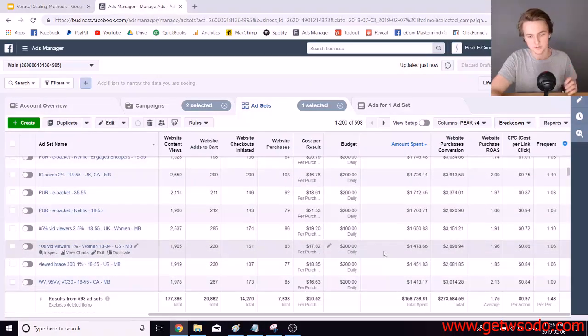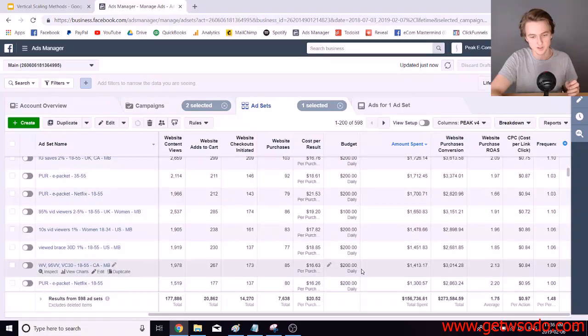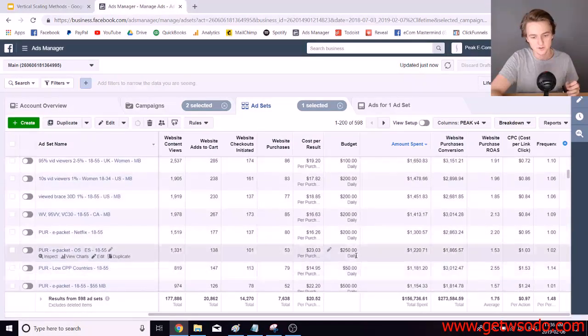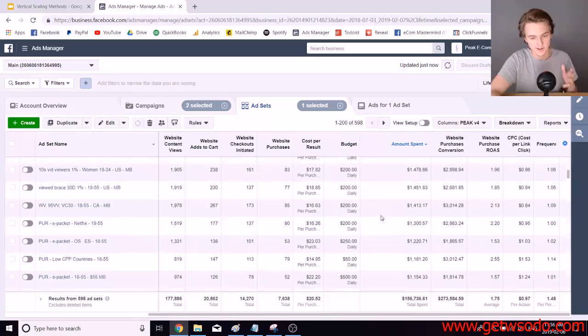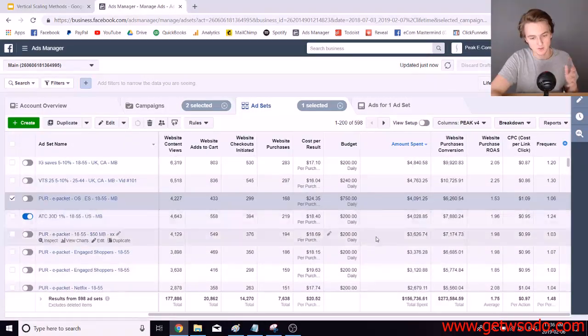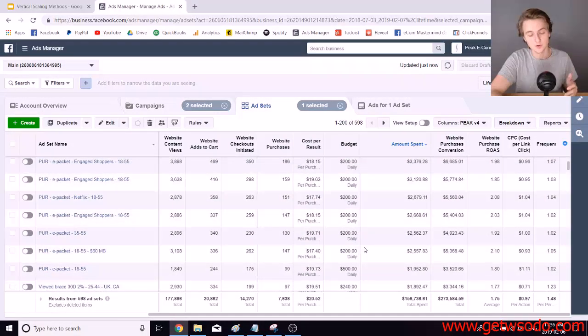As you can see, there are all different types of budgets. Some of them are 200, some of them are 500, 250, 500. You can see this one at 500. Again, the performance declined quite significantly, right? So that's the main thing I was trying to show you by taking you into the ads manager quickly: I have all these different budgets, and most of them were just at $200, because that's the point at which I was able to scale them without seeing a decline in my return on ad spend.